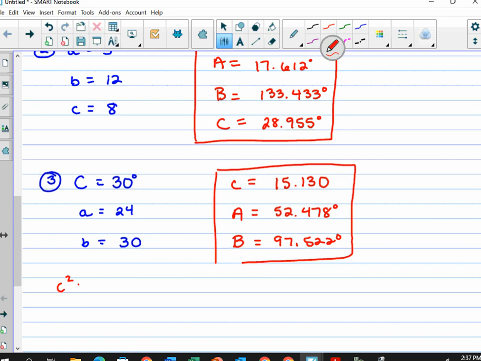Sure. It's going to be 24 squared plus 30 squared minus 2 times 24 times 30 times cosine of 30. And then whatever answer you get there, you have to take the square root of it. Did you forget the square root? Well, yeah, because it's c squared. Oh, you're just solving it. It's the side squared, so you always square root.